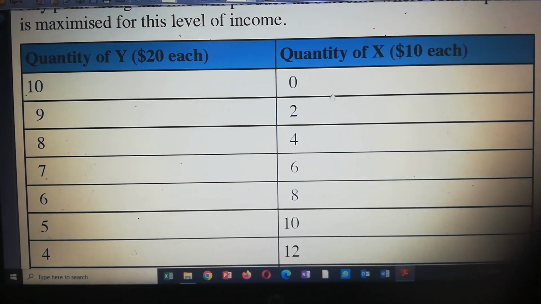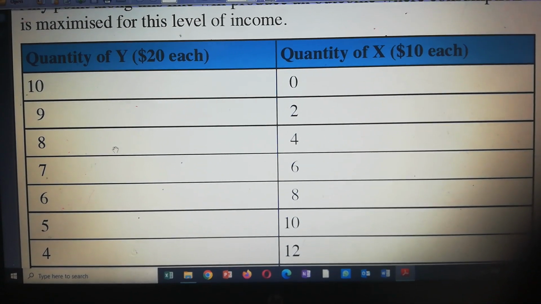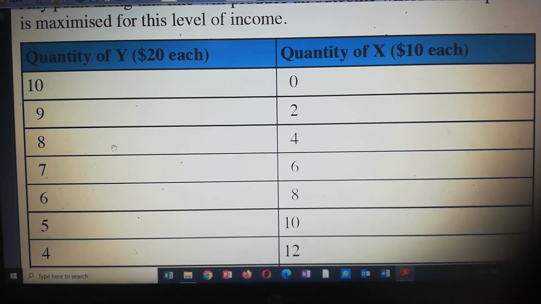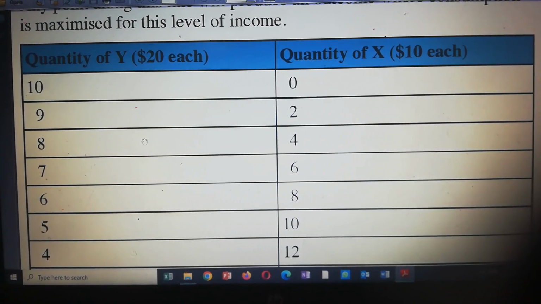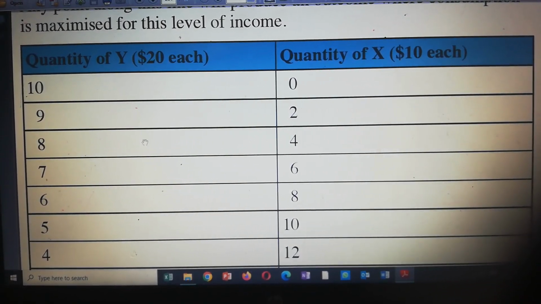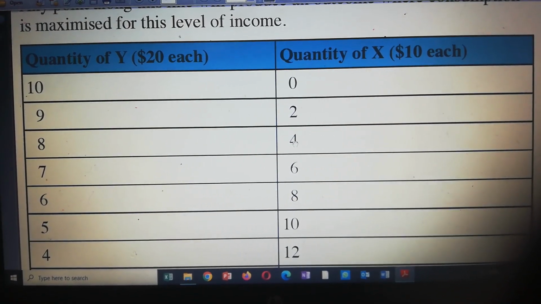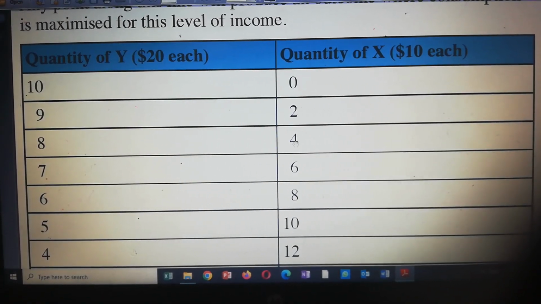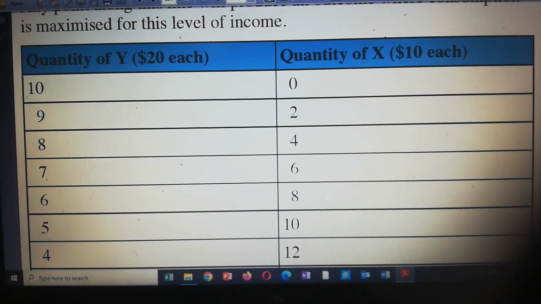So if you say 10 times 2, you get 20. The same applies here. If the consumer goes for 80 units of Y, that will give 160. If you say 8 times 20, we'll spend 160 on Y, which leaves us with 40 to spend on X. So $40 on X gives us 4 units, because each unit is costing $10. So you can see that this information can be plotted in the form of a diagram.